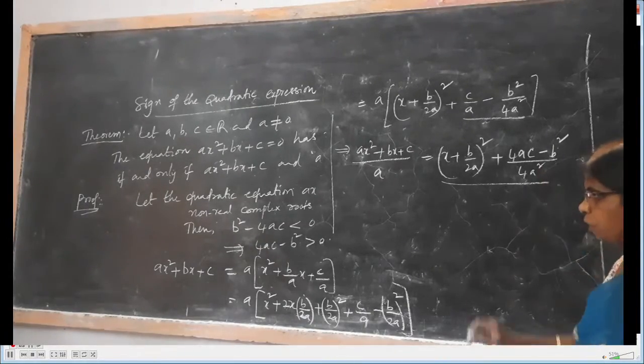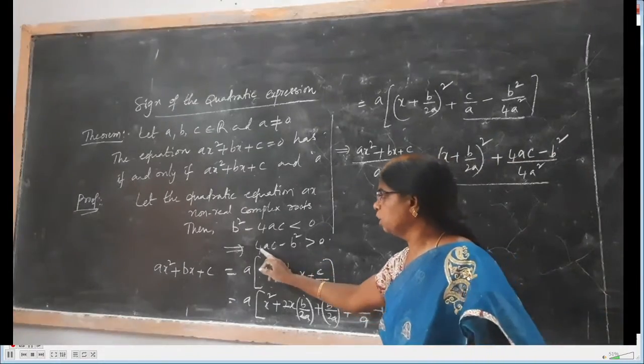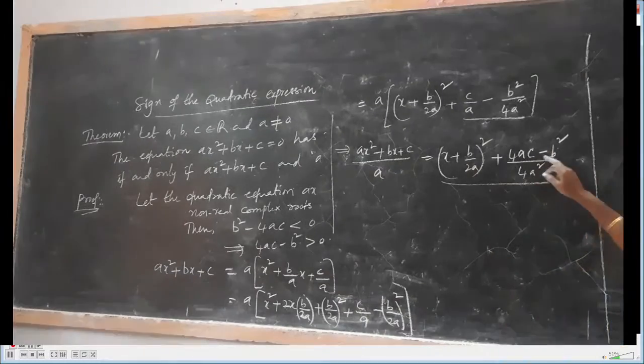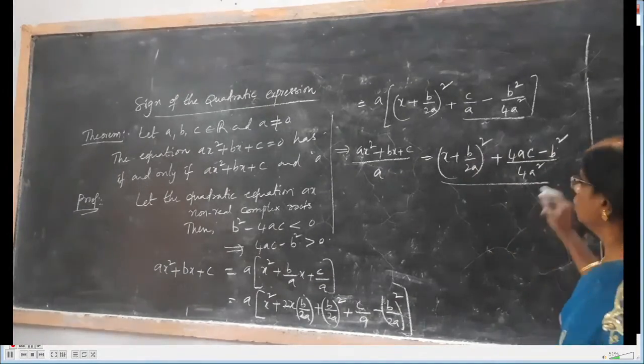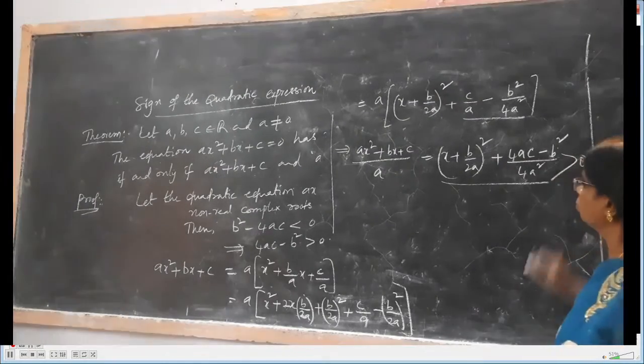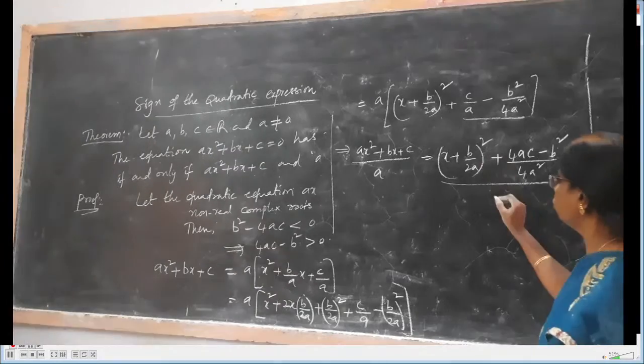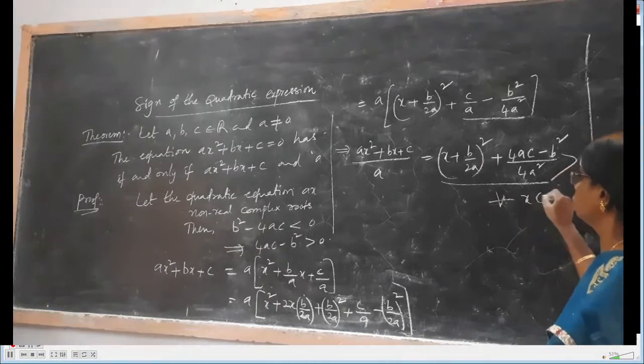Now, according to here, 4ac minus b square is greater than 0. This 4ac minus b square is greater than 0. That means this total expression is greater than 0. This is greater than 0, not only for a particular x, but for all x belongs to capital R.